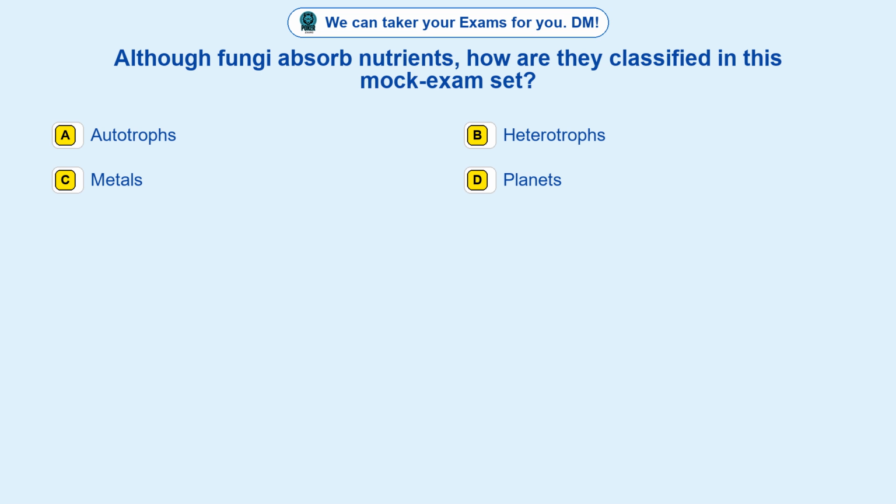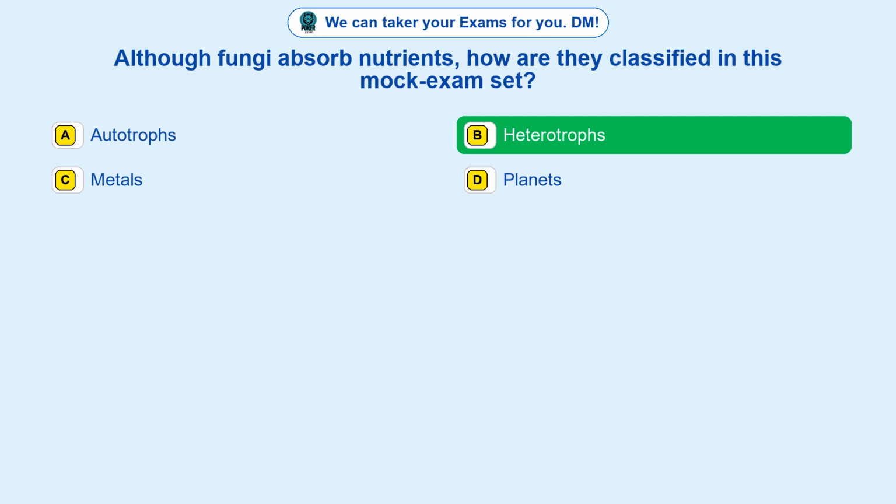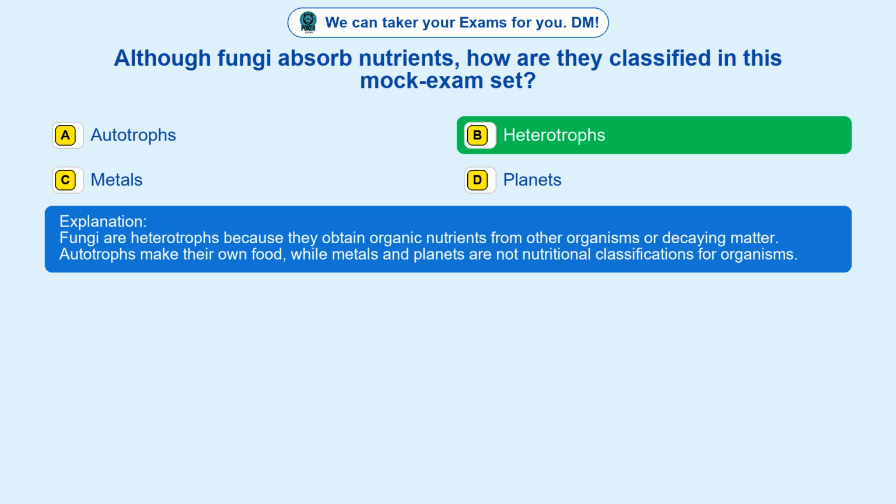Question 21. Although fungi absorb nutrients, how are they classified in this mock exam set? Option A. Autotrophs. Option B. Heterotrophs. Option C. Metals. Option D. Planets. The correct answer is option B. Heterotrophs. Fungi are heterotrophs because they obtain organic nutrients from other organisms or decaying matter. Autotrophs make their own food, while metals and planets are not nutritional classifications for organisms.